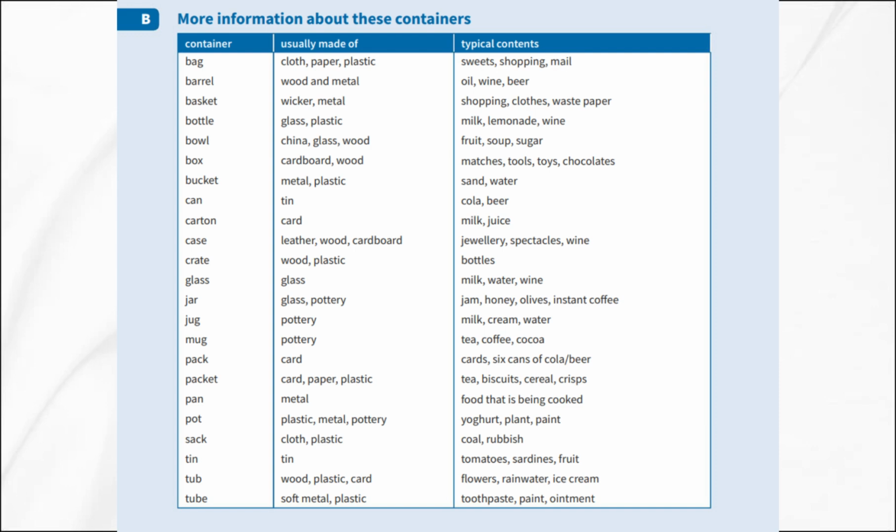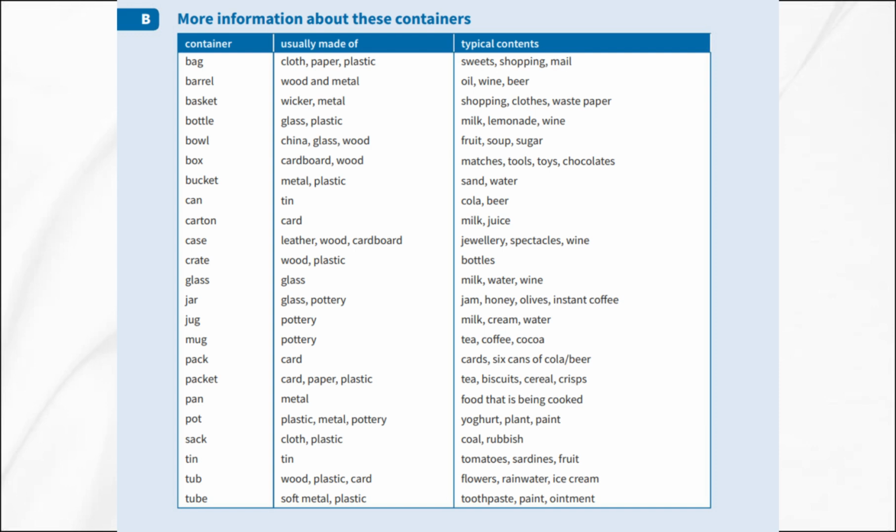Packet, usually made of card, paper, or plastic. It typically holds tea, biscuits, cereal, or crisps. Pan, usually made of metal. It typically holds food that is being cooked. Pot, usually made of plastic, metal, or pottery. It typically holds yogurt, a plant, or paint. Sack, usually made of cloth or plastic. It typically holds coal or rubbish.